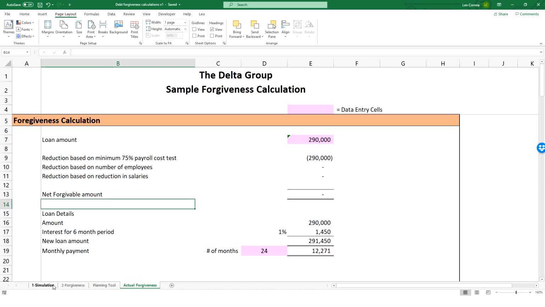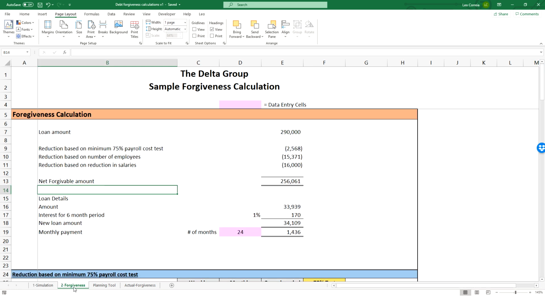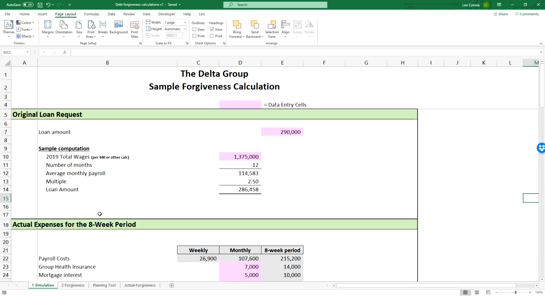So where we're going to spend most of our time right now on this video is on the simulation side and the forgiveness side. We're going to walk through each section, and we'll tell you how we did these calculations and what the basis is for some of these. So let's begin with the simulation.